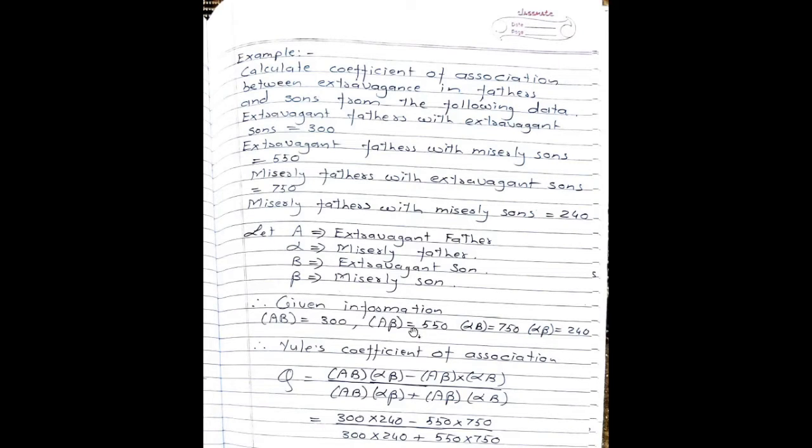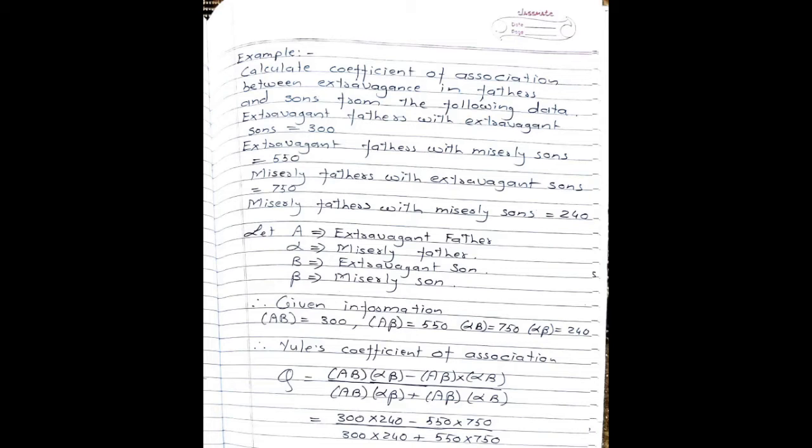Next example. Calculate coefficient of association between extravagance in fathers and sons from the following data. Extravagant fathers with extravagant sons is equal to 300. Extravagant fathers with miserly sons is equal to 550. Miserly fathers with extravagant sons is equal to 750. Miserly fathers with miserly sons is equal to 240.